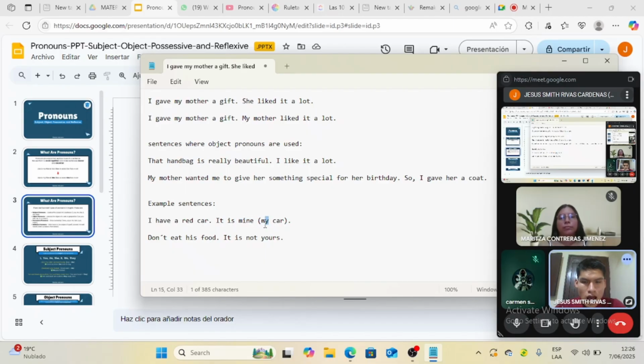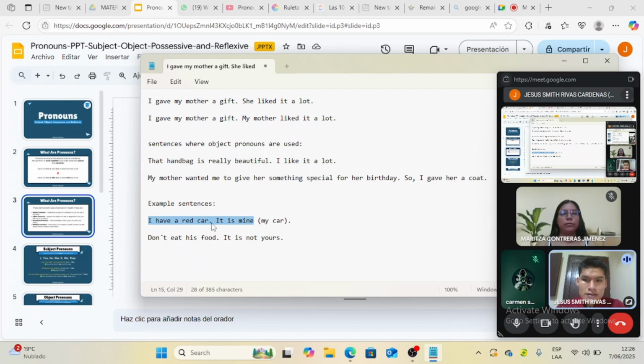My is a possessive adjective because my comes before the noun, which is car, and car is the noun. So mine replaces these two words. In Spanish, it will be translated as tengo un carro rojo, es mío. Entonces, suena más natural.